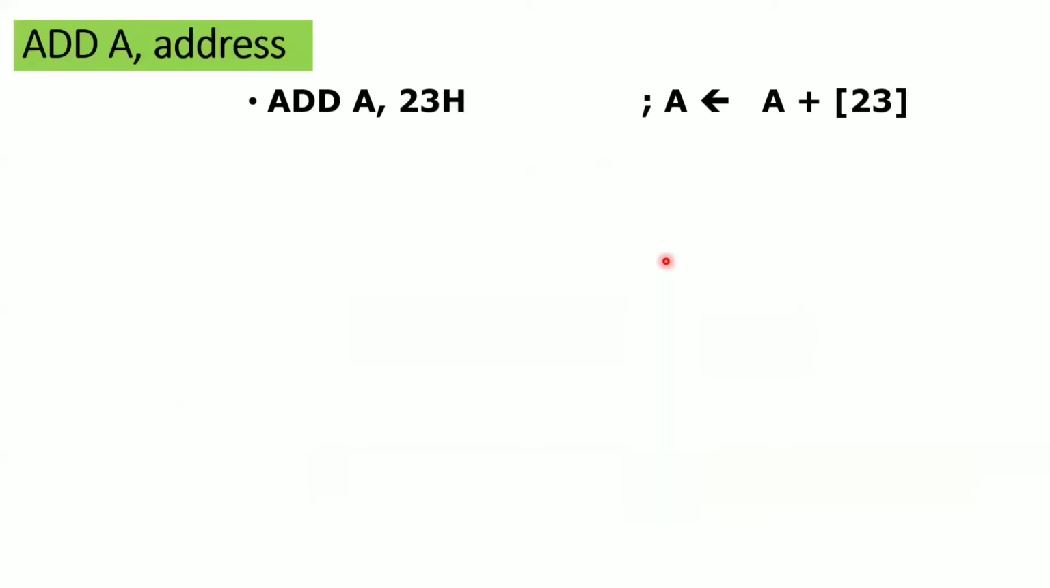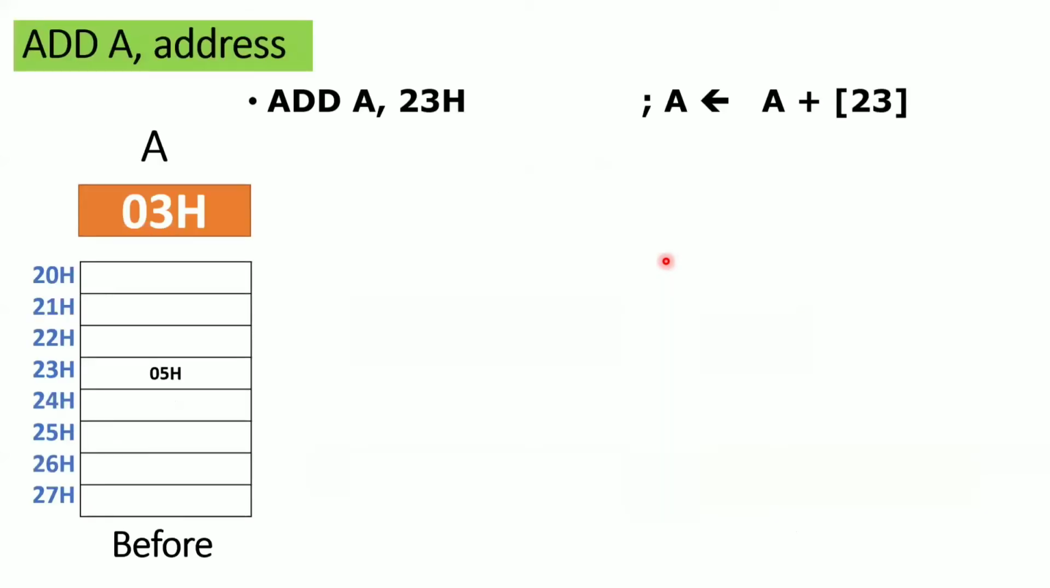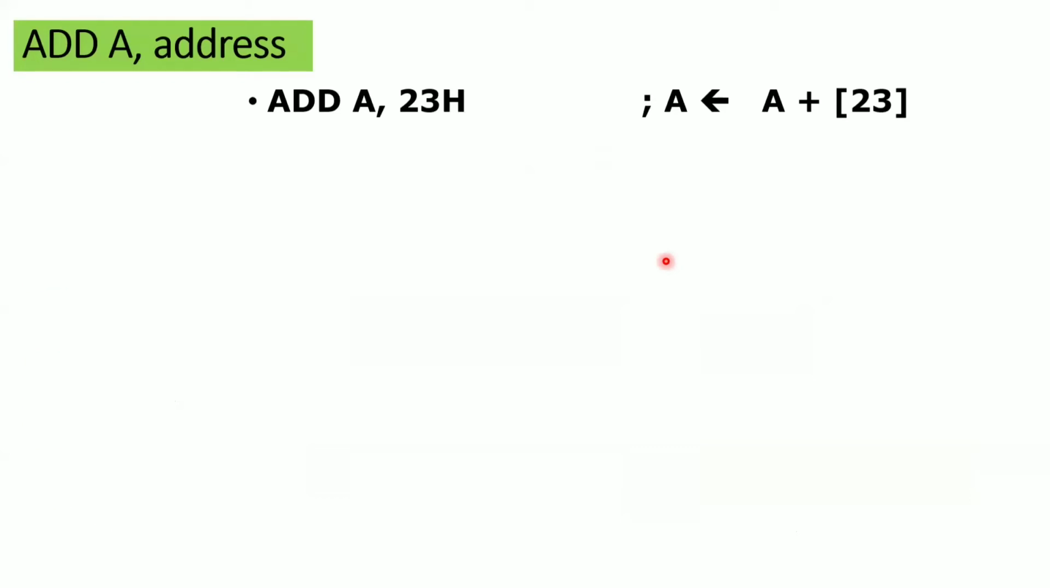And the next one is your ADD A, 23. I told you, whenever you write a hash before any number, it becomes data. If you don't put any hash in front of your number, that becomes your address, right? Now take this example, ADD A, 23h. So is 23h data or address? It is address because there is no hash in front of this number, right?